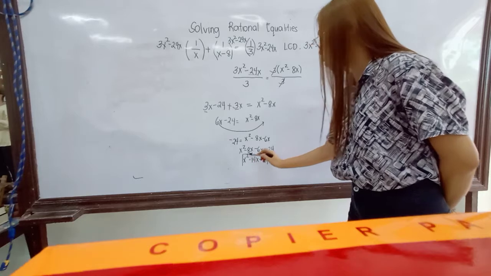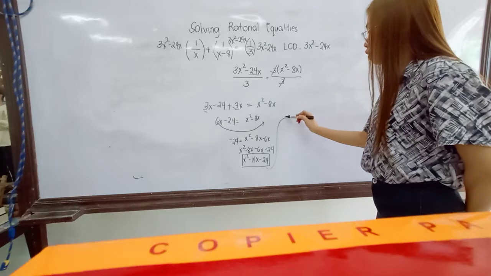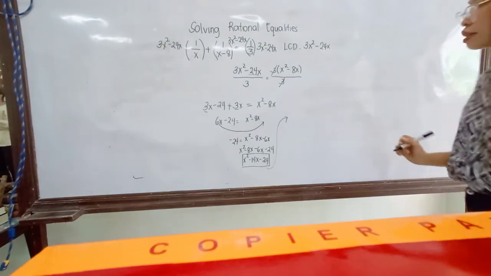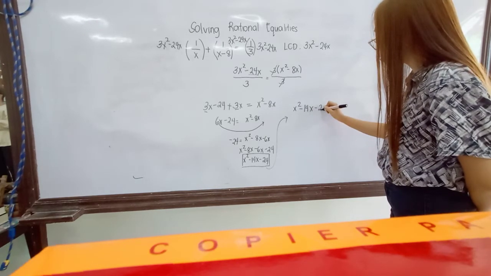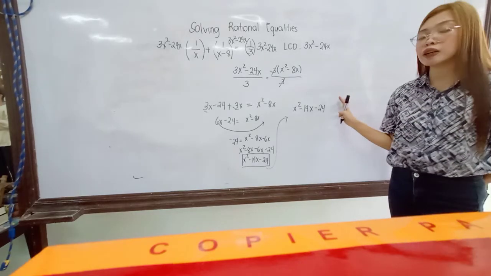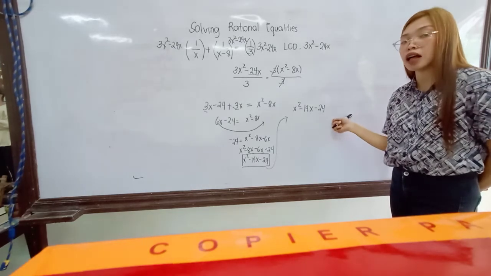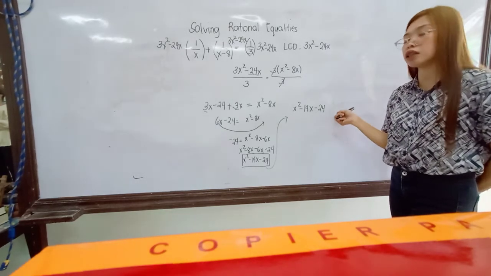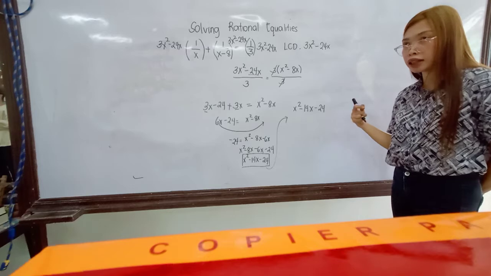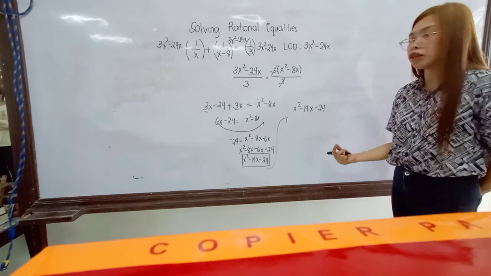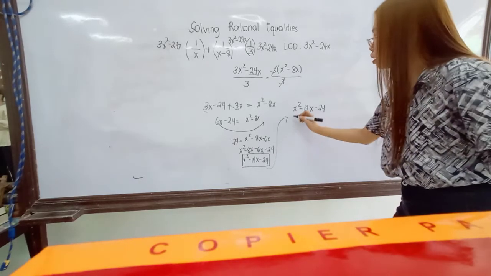So this will be your final equation, but we're not yet done because we are asked to find the values of x. So we have x squared minus 14x minus 24. We're going to factor this expression for us to get the values of x. Always remember that hindi lang isa yung values natin ng x, pwede rin siya 2 or 3, depending on the situation or depending on the case. So in this one, let's factor.